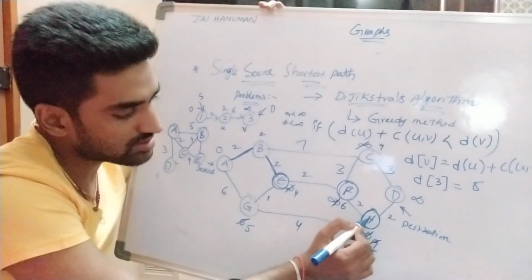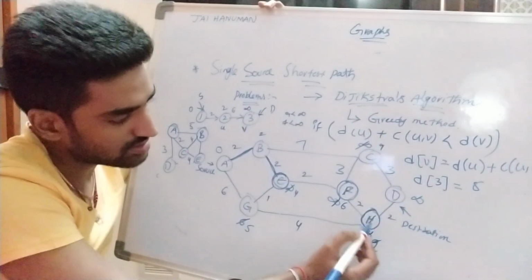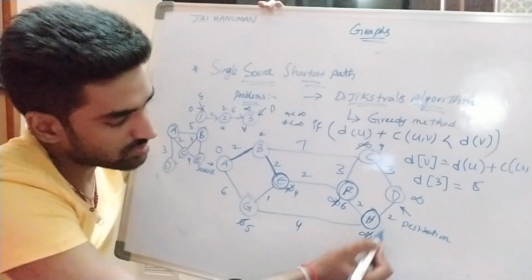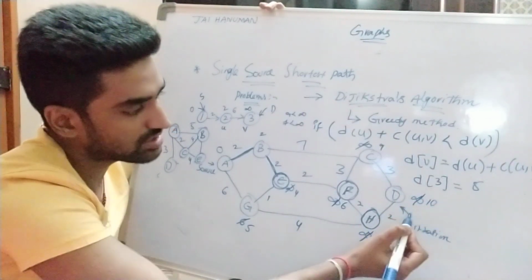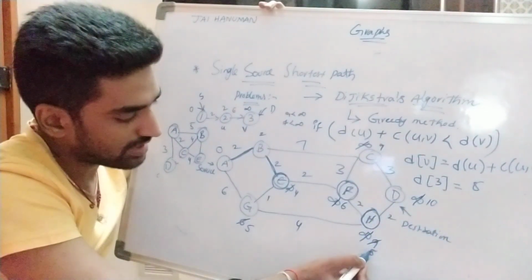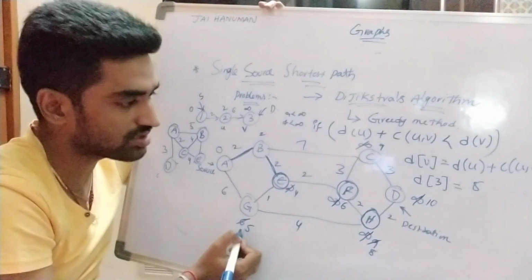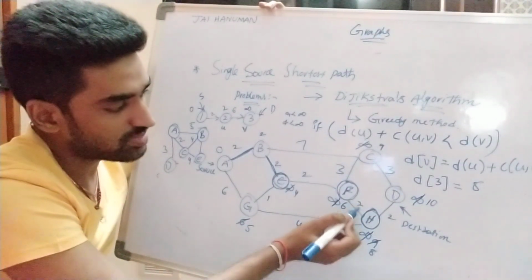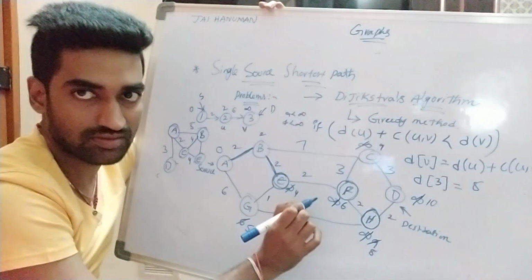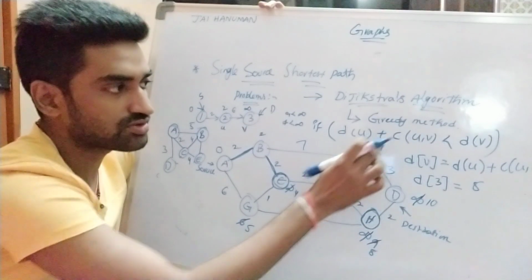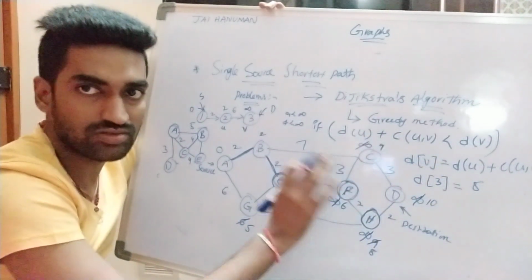What are the possible vertices for H? F, G, D, right? Here 8 plus 2 is 10. 10 is less than infinity, so I'm updating the D value. 8 plus 4 is 12. 12 is less than 5? The condition is failure, so there is no need to update. 8 plus 2 is 10. 10 less than 6? The condition is failure, so there is no need to update, right? Once the condition becomes true, only then can we update the value. Otherwise there is no need to update, right?